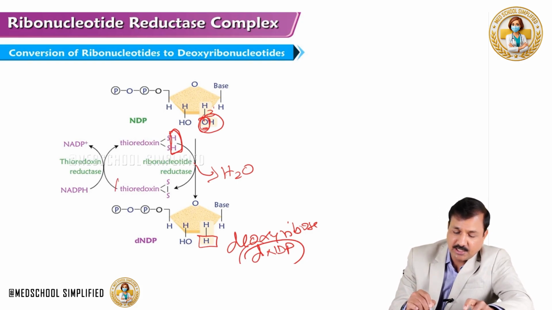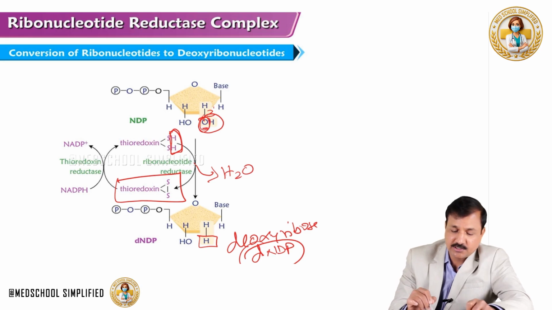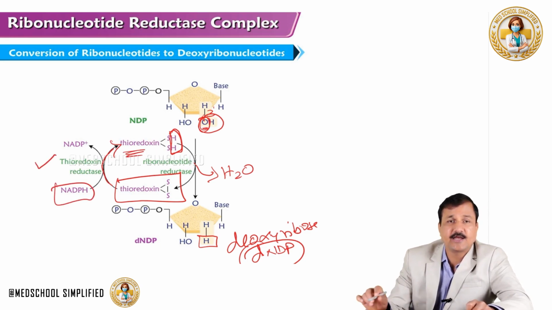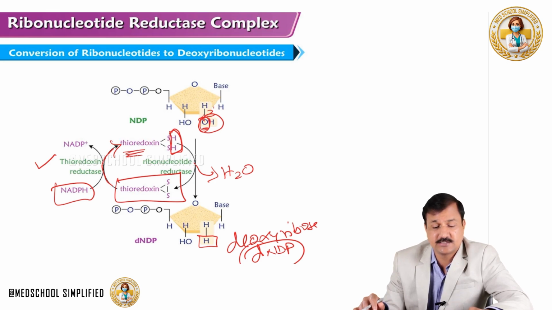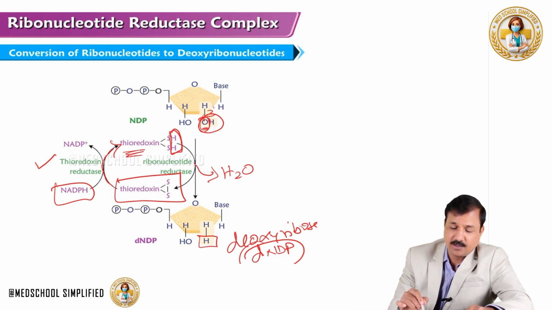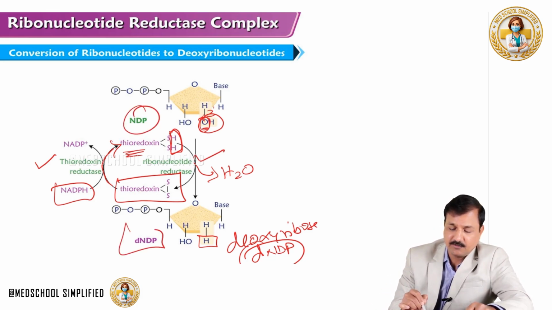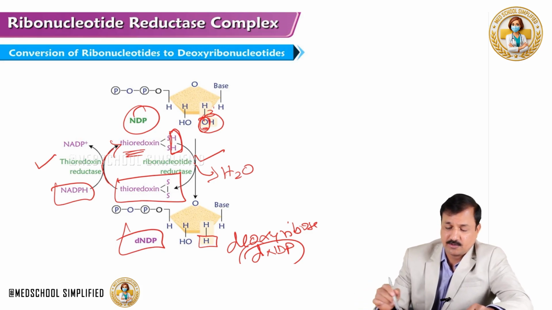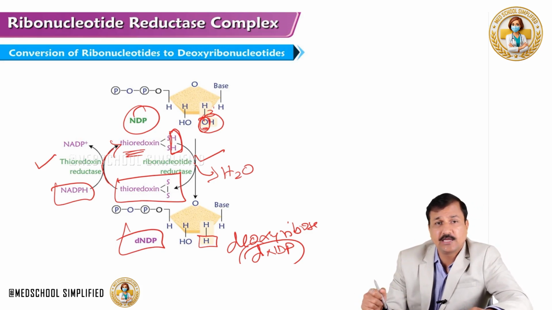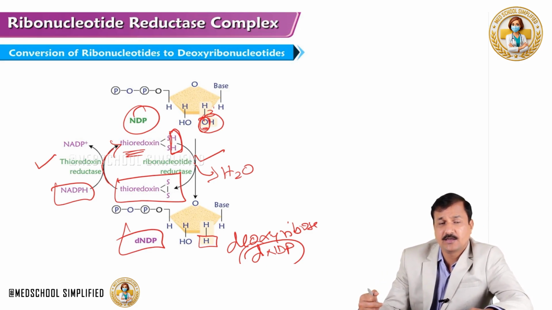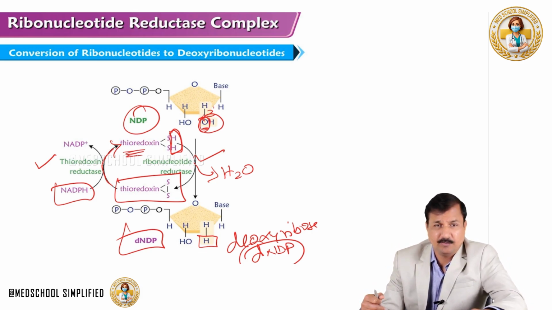In this process thioredoxin is oxidized, and this oxidized thioredoxin needs to be reduced back into its reduced form. For that NADPH plus is necessary, and that reaction is catalyzed by the thioredoxin reductase enzyme. Overall, with the help of ribonucleotide reductase and thioredoxin reductase, NDP will be converted into dNDP molecules. That means ADP is converted to dADP, GDP to dGDP, CDP to dCDP, and UDP is converted into dUDP.